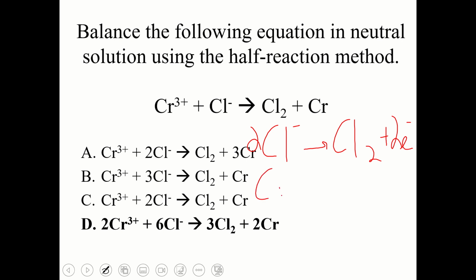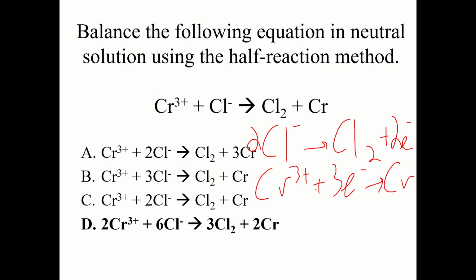Next, I'm going to go to the reduction half reaction. This would be Cr3+ plus 3 electrons forms Cr. Now my masses are balanced and my charges are balanced. The last thing I need to do is multiply both of these by an integer. I multiply that top reaction by 3, multiply that bottom reaction by 2, and then when you recombine, the 6 electrons cancel out, which gives me 2Cr3+ plus 6Cl- forms 3Cl2 plus 2Cr.